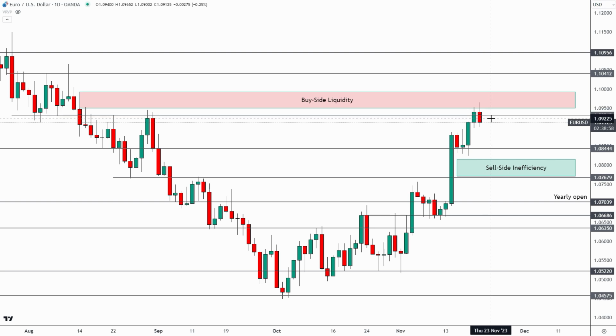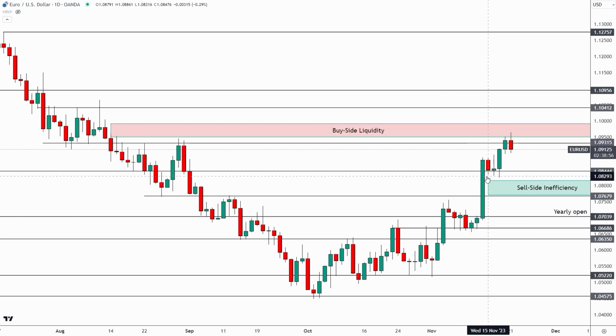Now, here's what's going to be key though, and this is very important. So far, we have not had a daily close back below 109.30. So if this is our key level right back here, then we need a daily close below this in order to confirm that this up here is a fake out and to send the market lower.